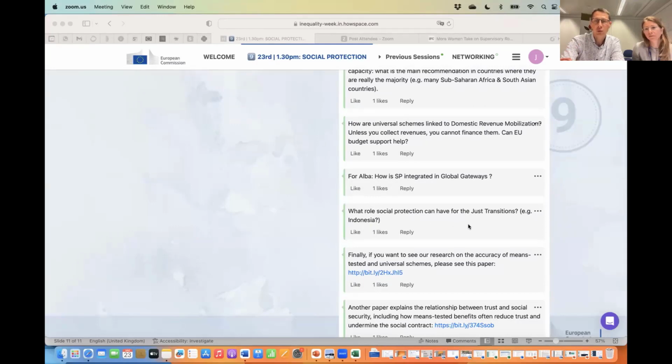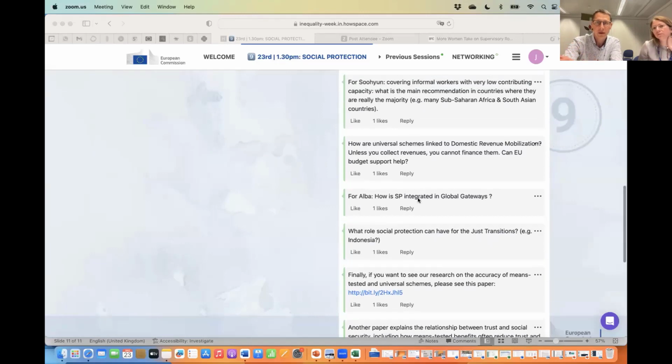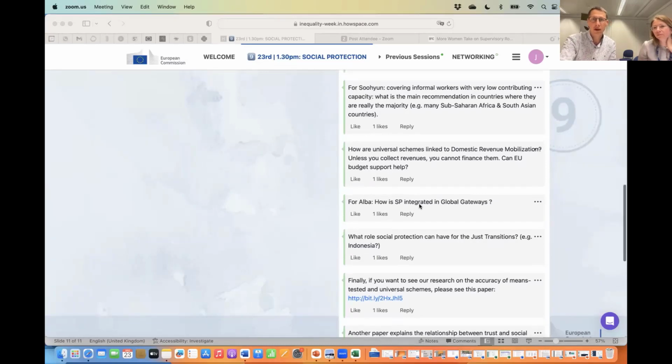What role can social protection have for the just transition? We have the case of Indonesia presented, and we know that in Indonesia there were huge subsidies to fossil fuel, limiting fiscal space for governments to do something else with it. How are universal schemes linked to domestic revenue mobilization? We've just mentioned that. Something more for the Commission: how is social protection integrated into the Global Gateway?